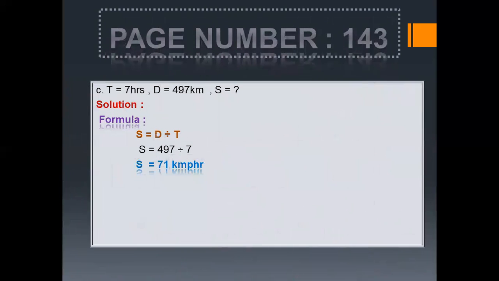In part C, again we calculate the speed. Distance is 497 km and time is 7 hours. When you divide 497 by 7, we see that 71 km per hour will be the required speed.